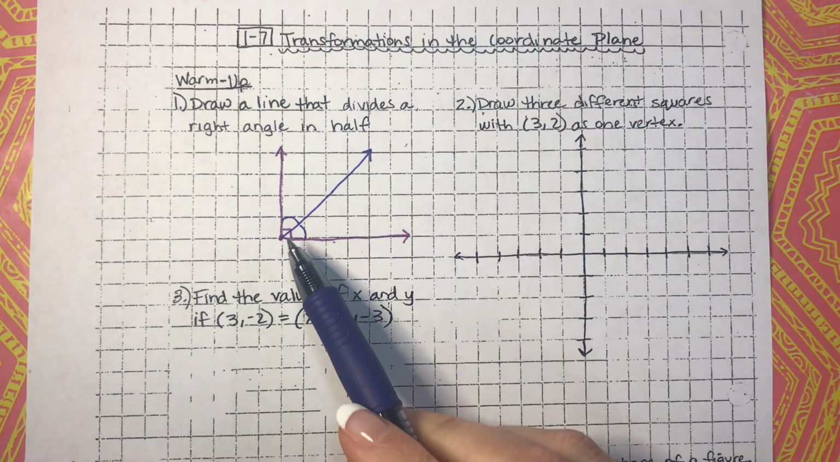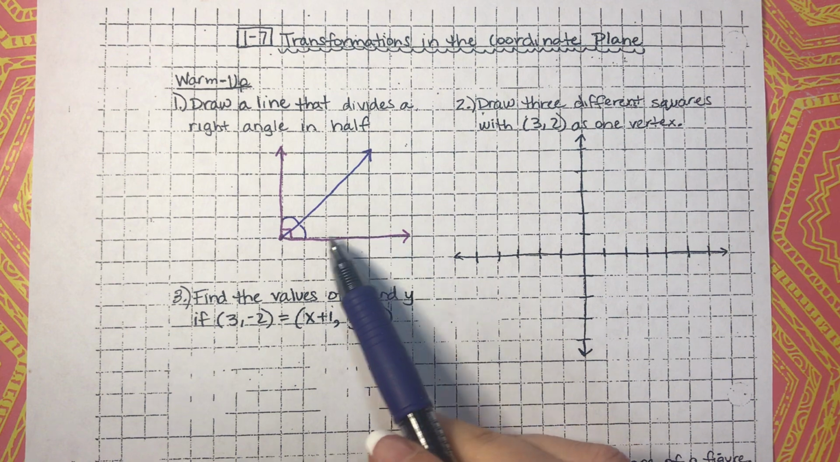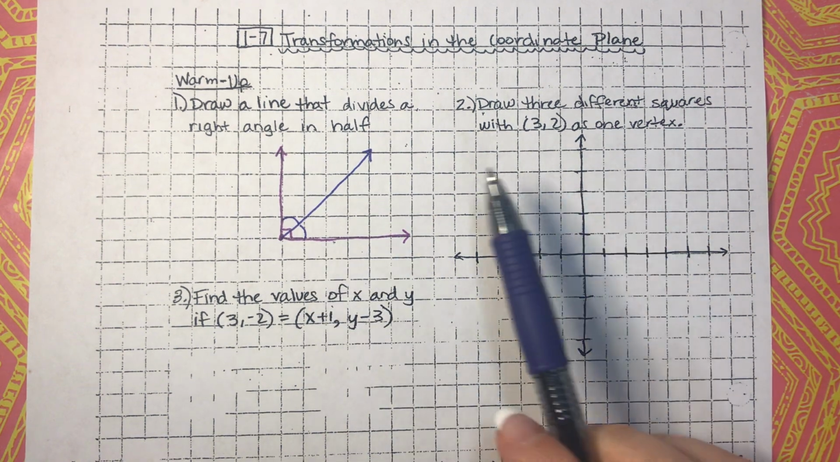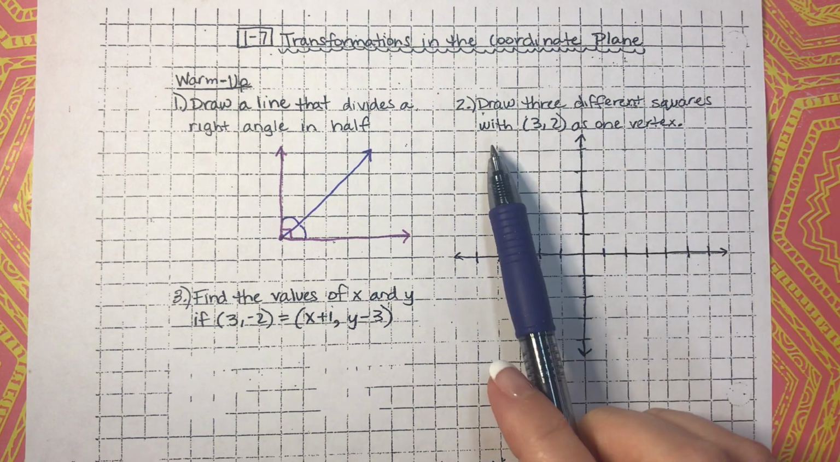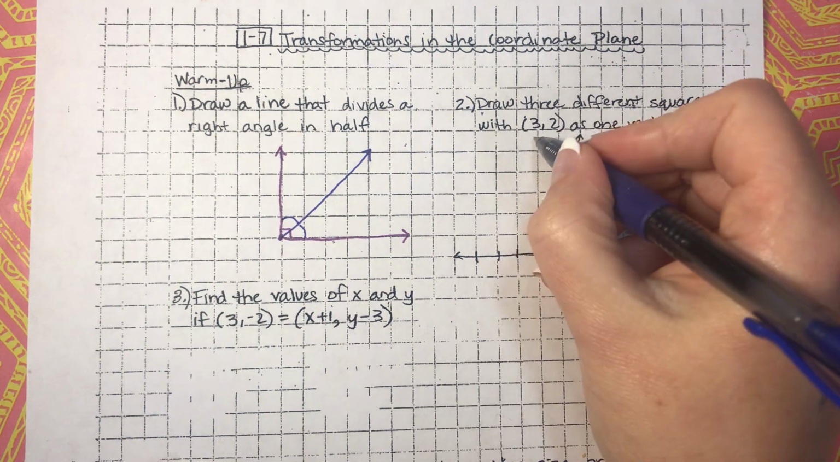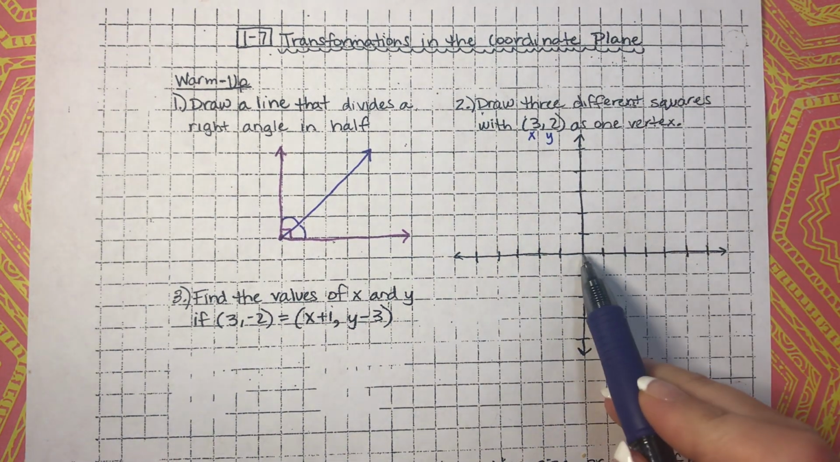Okay, perfect. So you should have something like this. If you don't, go ahead and change your answer. All right, number 2, draw 3 different squares with 3, 2 as one vertex. So remember, this is the X and this is the Y. So the point 3, 2 would be right here.